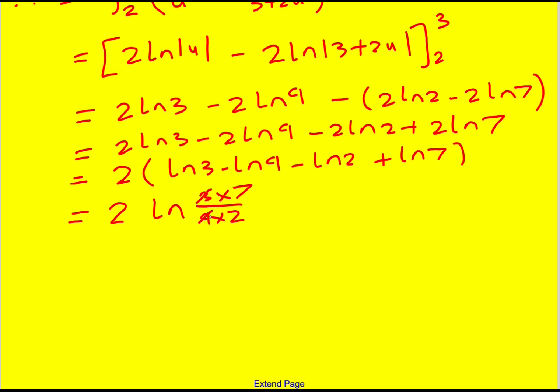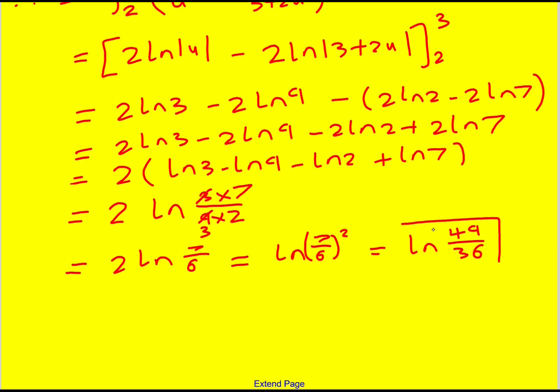Just going to cancel out that 3 with the 9 partially. This leaves us 2 ln 7 over 6. We're nearly there. The final answer wanted it in form ln k. So now I will square the 7 over 6, which gives me ln 49 over 36. Okay, so substitution followed by partial fractions has allowed us to do this integral.